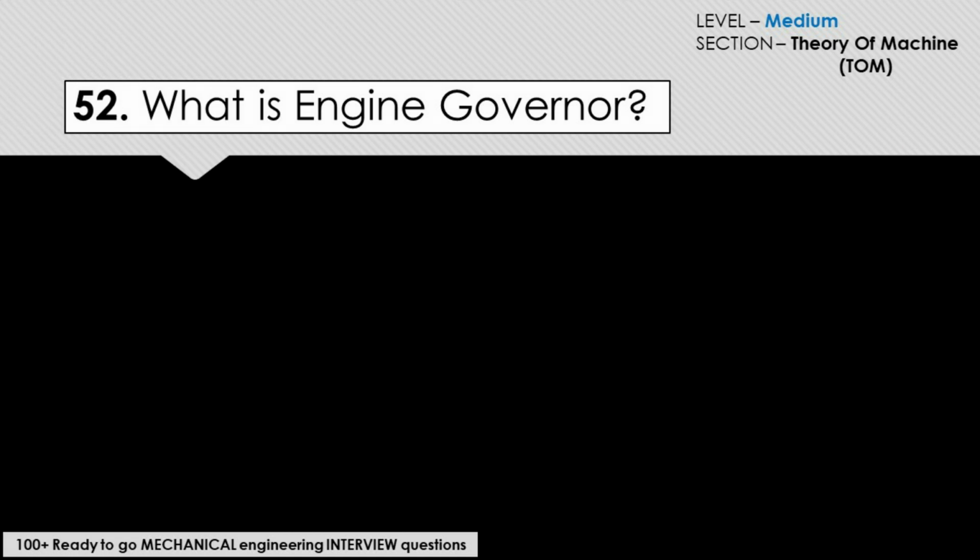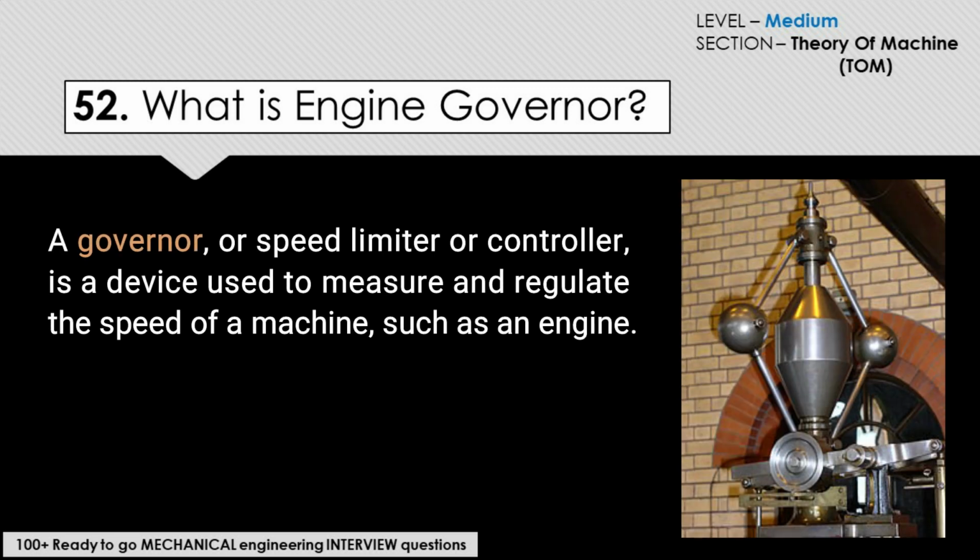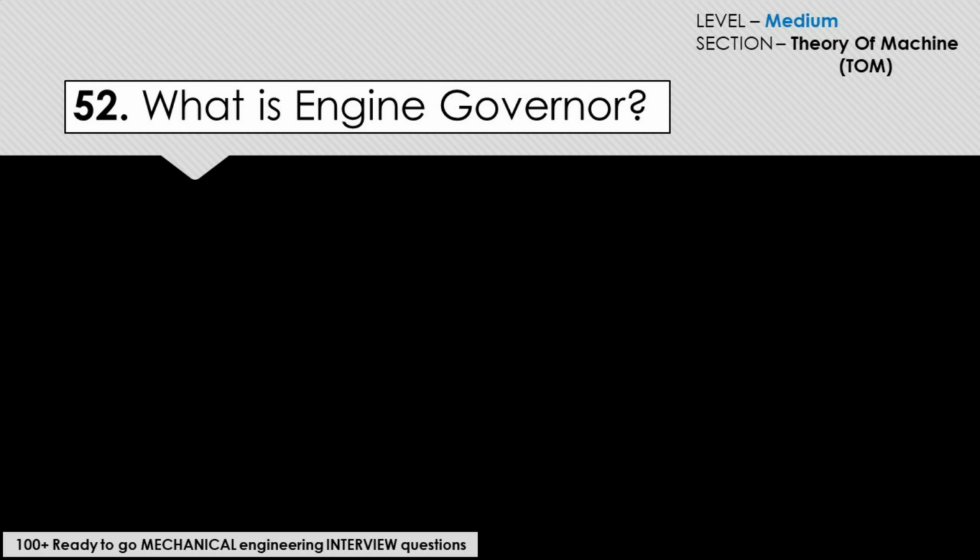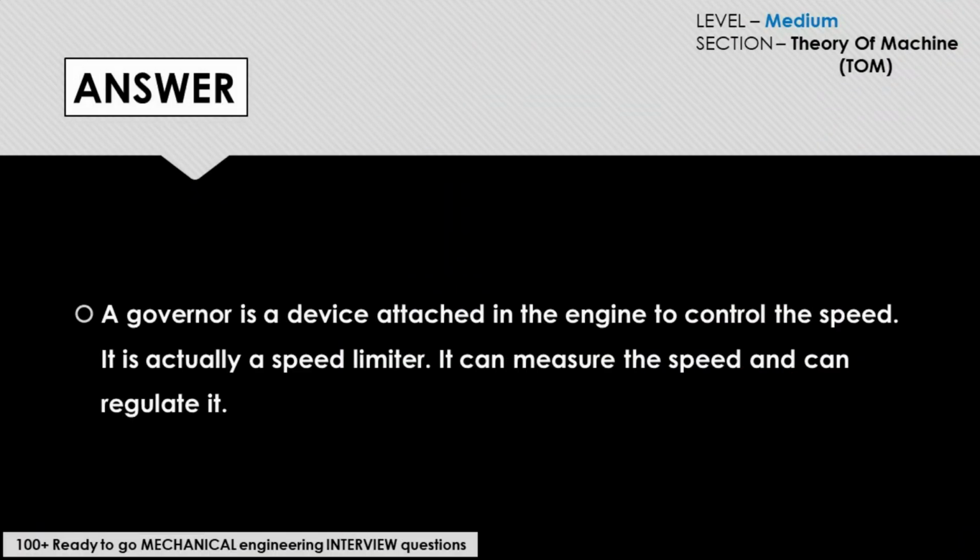What is engine governor? A governor or speed limiter or controller is a device used to measure and regulate the speed of a machine, such as an engine. The answer to this question would be, a governor is a device attached in the engine to control the speed. It is actually a speed limiter. It can measure the speed and can regulate it.